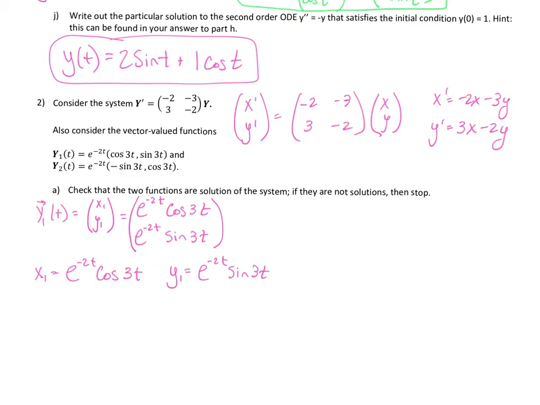Okay, so x1 prime, I'm going to have to do the product rule to get this derivative. So I have first times the derivative of the second, plus the second times the derivative of the first.